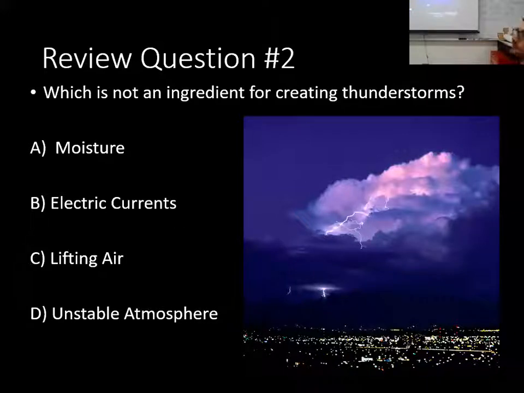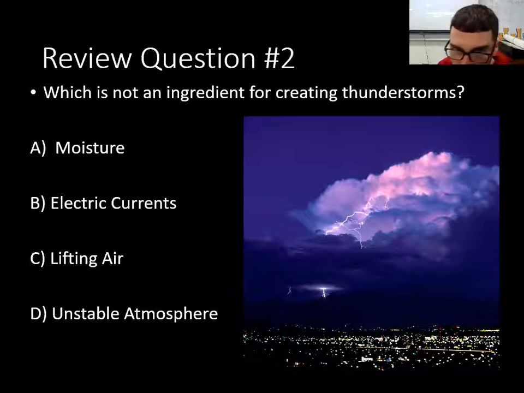Let's do our first question of the day. Again, you need to answer in the chat. Please answer in the chat. Number 1, which is not an ingredient for creating thunderstorms? So which of these 4 does not help create thunderstorms? Is it A, moisture, B, electric currents, C, lifting air, or D, unstable atmosphere? Give me your answers in the chat. Again, which of these does not create thunderstorms?